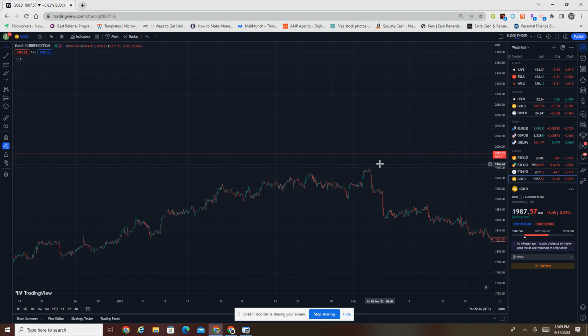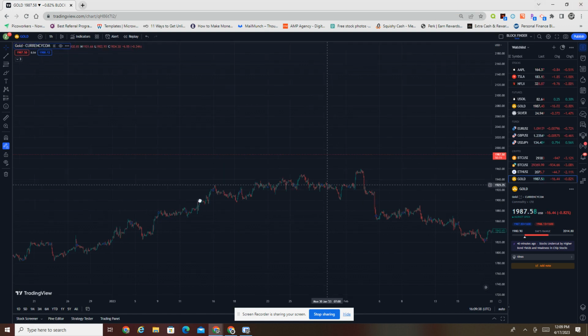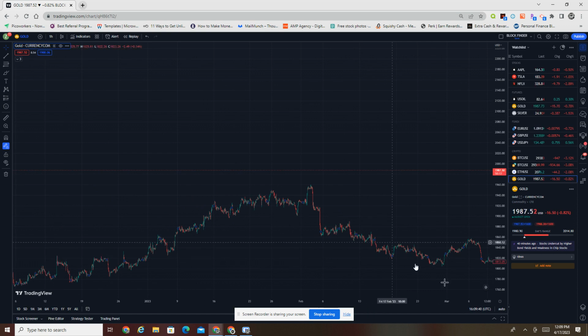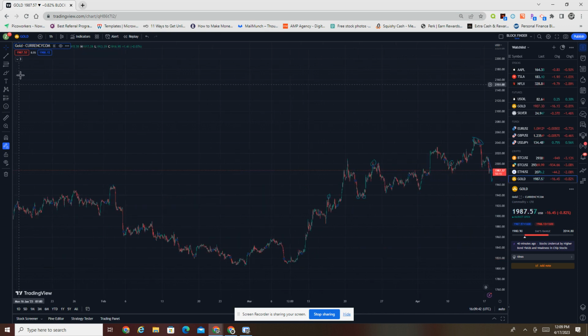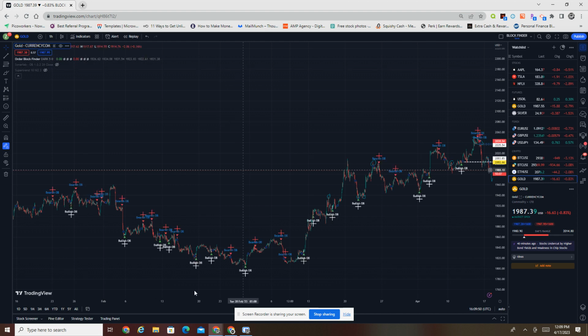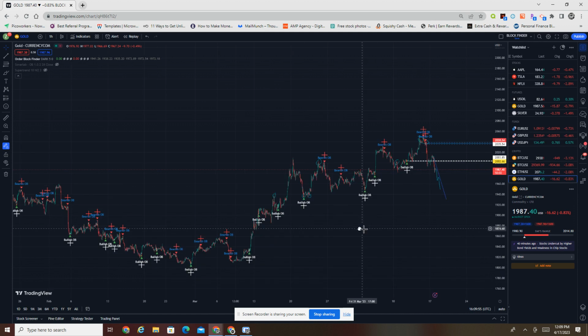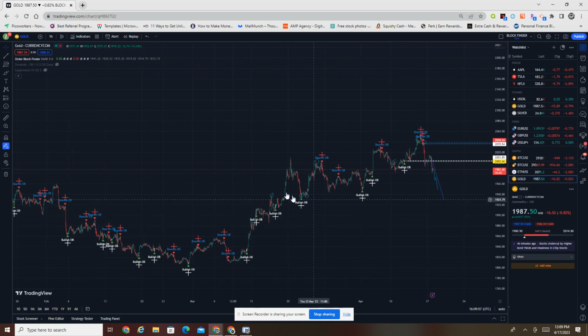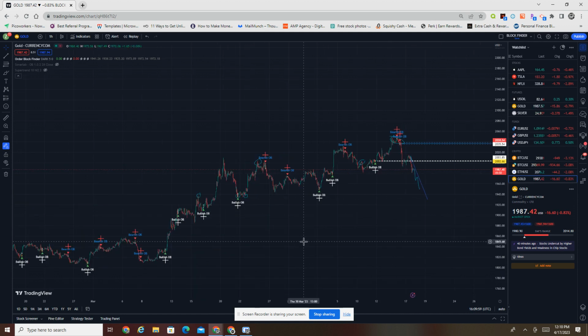Now, on TradingView, there are two indicators that I actually like to use a lot. The first one is called the O block, the order block finder. I just turned it on. It basically gives you indications on whether the market is going to be bullish or bearish.